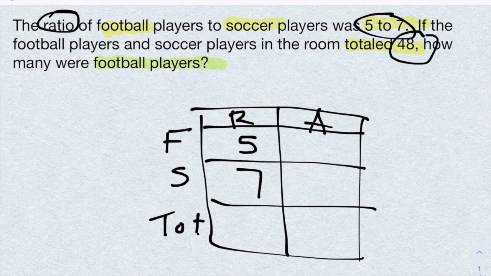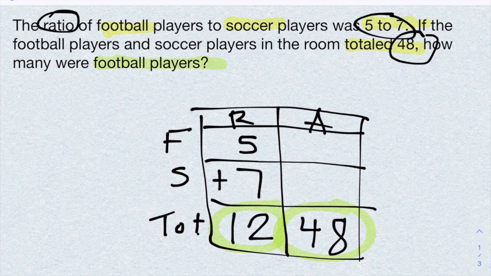So you have to ask yourself, am I going to put my 48 here? Oh, you can't see my fingers. Am I going to put it here, or am I going to put it here? So it has to go in the actual if it tells us the total. And then I'm going to figure out the ratio total. So 5 plus 7 gives me 12. And it's asking me the football players, so I'm looking for this number right here. To do that, I'm going to put a letter here. I'm going to put an F. Right now, I don't care about this box. It's not asking me about the soccer players.